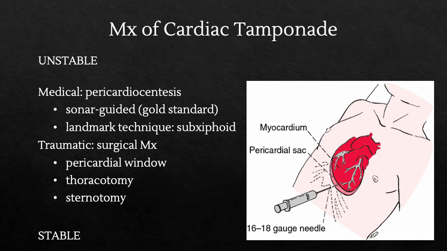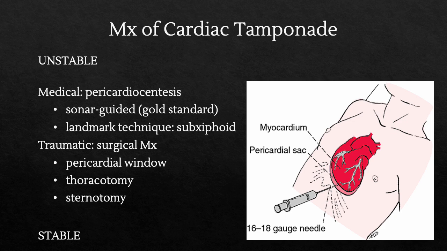Management of a cardiac tamponade: if this patient is unstable, like most of them are, urgent action is needed. You need to do a needle pericardiocentesis. You have one of two options. You can either do it echo-guided, which is the gold standard, or if there is no sonar available, you can do subxiphoid percutaneous drainage using the anatomical landmarks, but this is obviously a lot more risky.